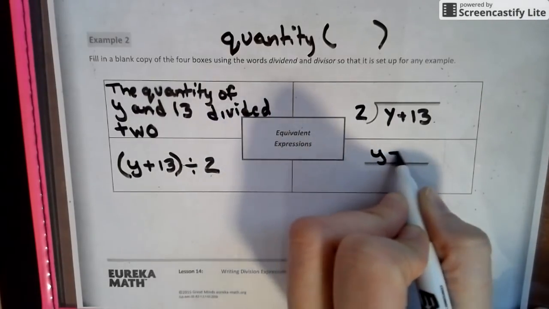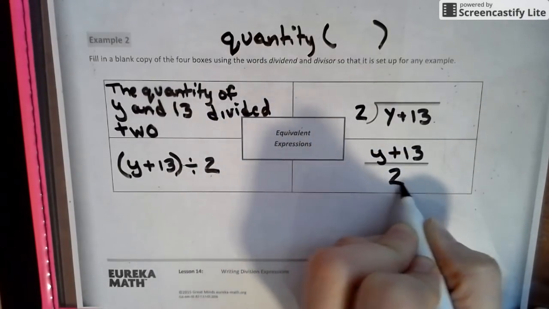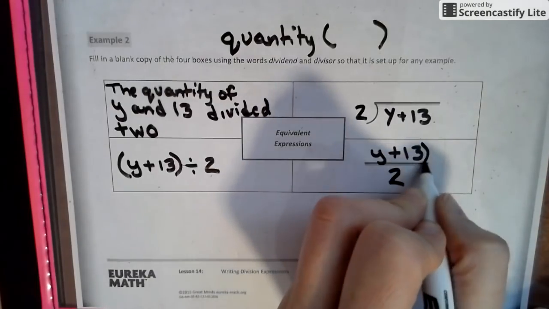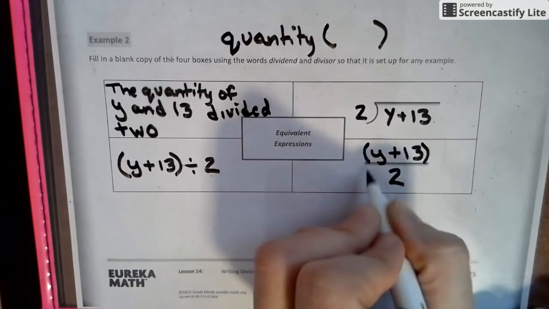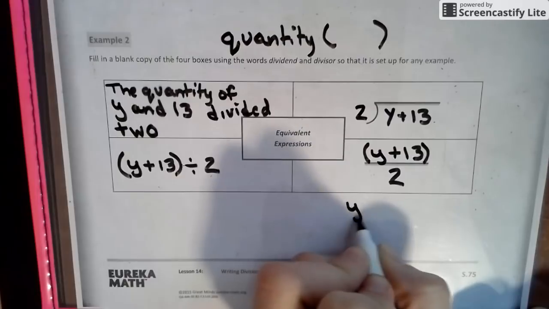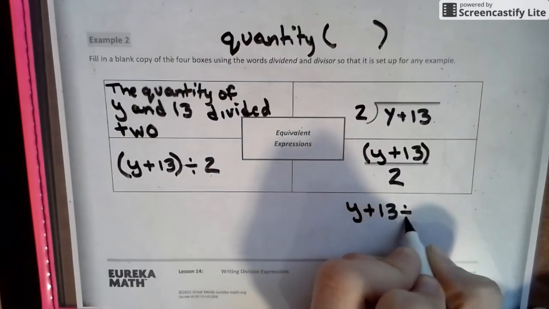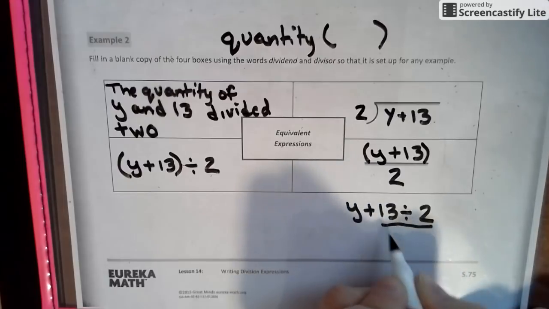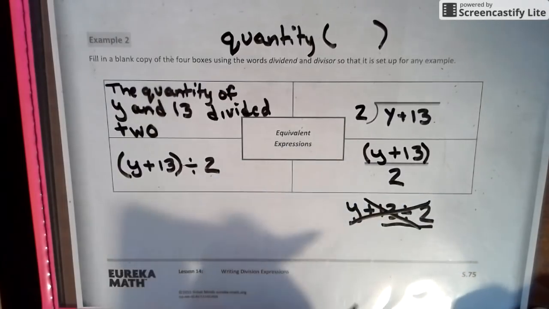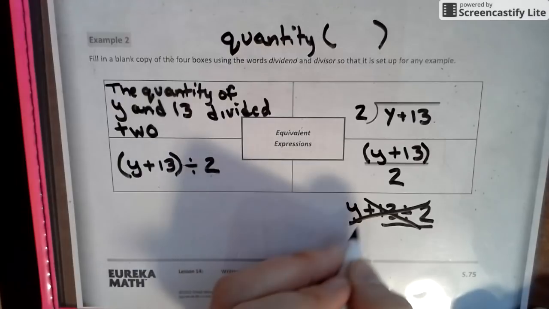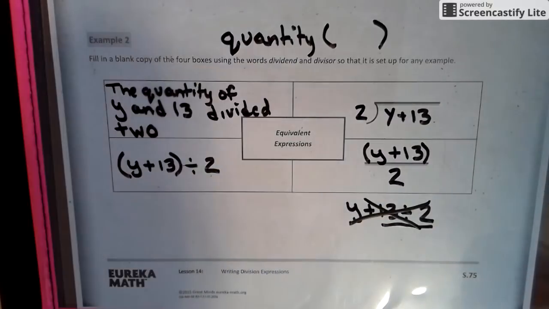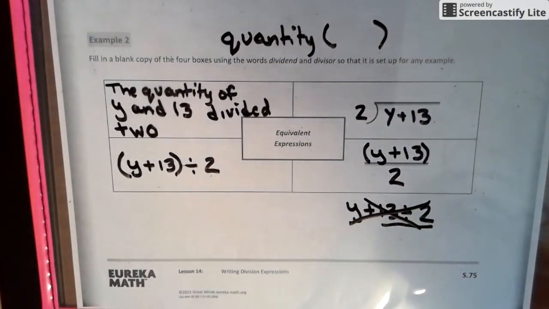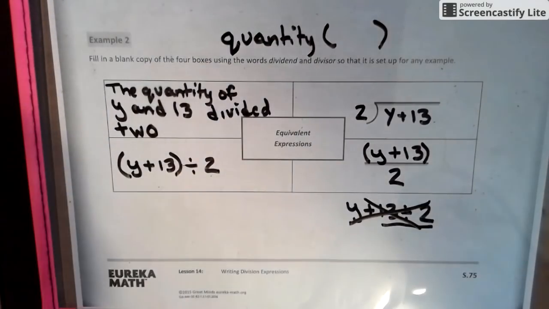So even when we're writing it like this, that divided by 2, you still want to have the parentheses there because if not, when we look at this as a whole sentence, y plus 13 divided by 2, it would make us do this first, and we don't want that. So that is why we need the parentheses around it. So these are just other ways of showing how to write an expression. And these are all equivalent to the first one that they gave you.